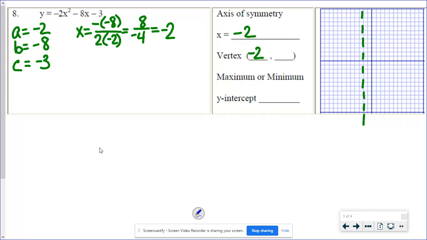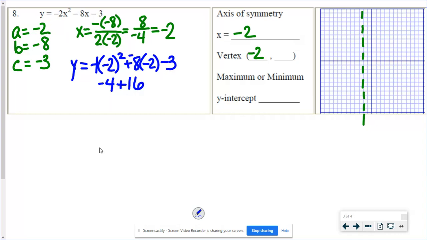To find the y part of the vertex, I would have negative 2 as my axis. So I'm going to have negative 2 times negative 2 squared minus 8 times negative 2 minus 3. Negative 2 squared is 4. And then the opposite of that, or you can even put a 1 right there. Negative 1 times 4 is going to be a negative 4. Negative 8 times a negative 2 is a positive 16. So far, negative 4 plus 16 would be 12. 12 minus 3 is going to be 9.